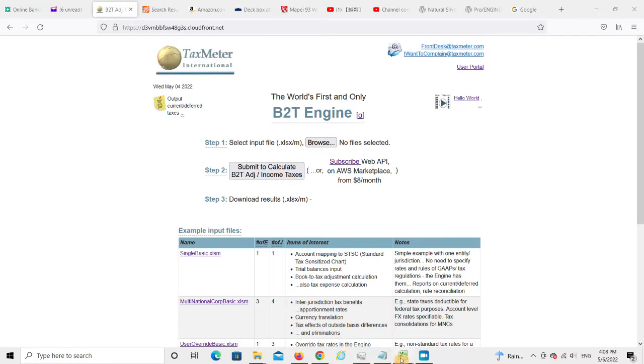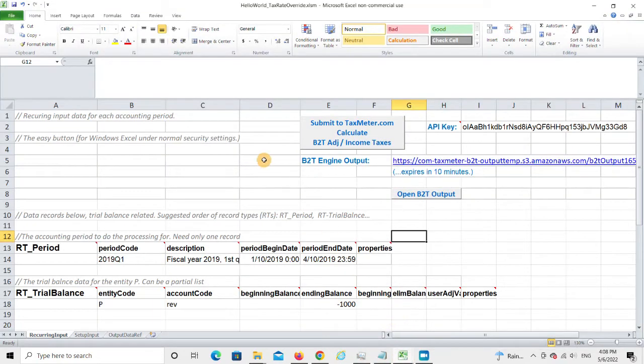So here's our simple example, the hello world example, where we want to calculate a US company P that has a revenue of $1,000. Notice here, we never supplied any tax rate information in the input file. The engine would automatically determine the tax rates for P because it's a US company, and the rate choices are based on the dates of the accounting period because the tax rates need to be enacted on those dates. So we're going to do a quick calculation and examine the results.